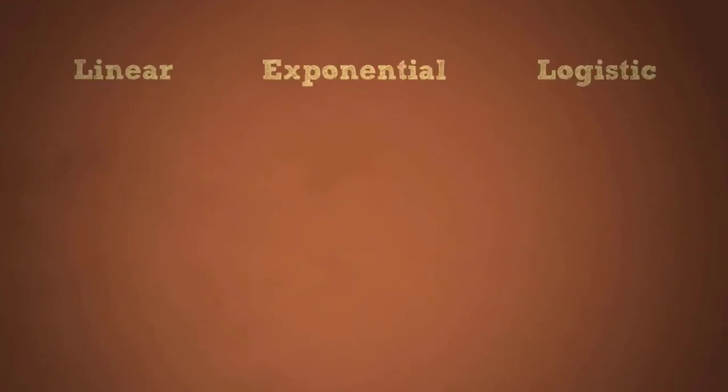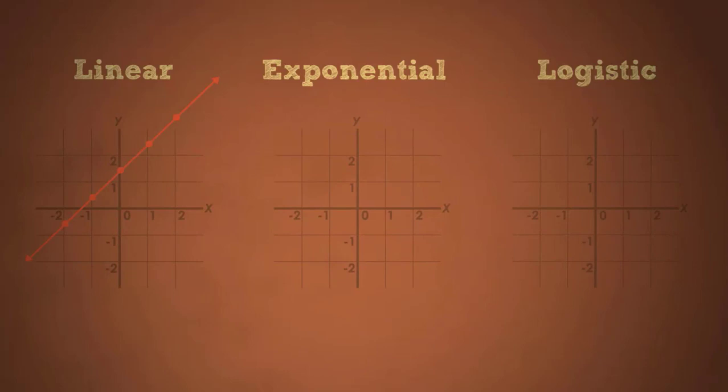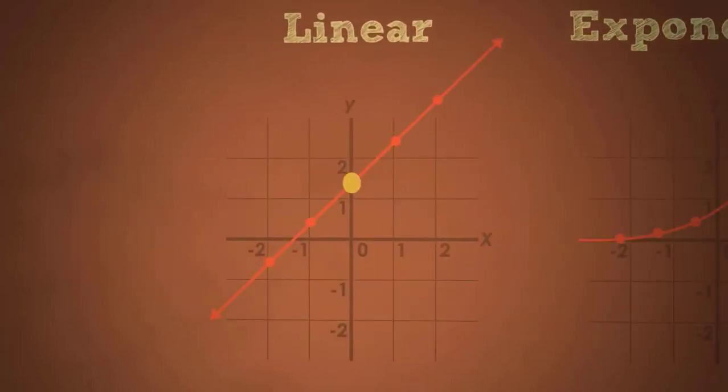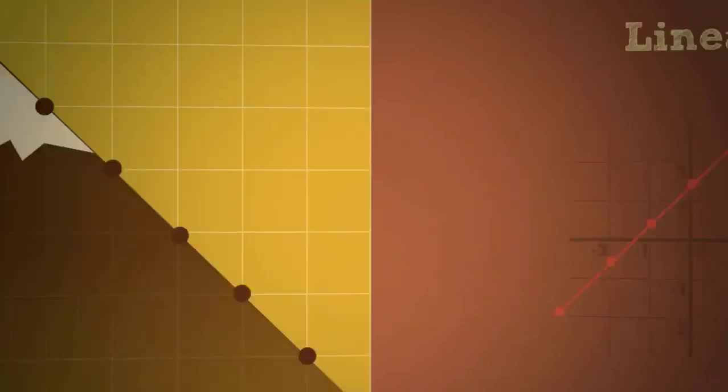Growth and decay models are often described as linear, exponential, or logistic. The difference can be seen visually in graph form. Linear growth is a straight line. Exponential is a curve. And logistic is an S-shape. Growth or decay is linear if you are adding or subtracting the same value repeatedly over time.